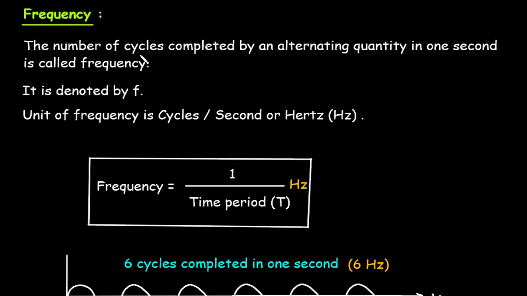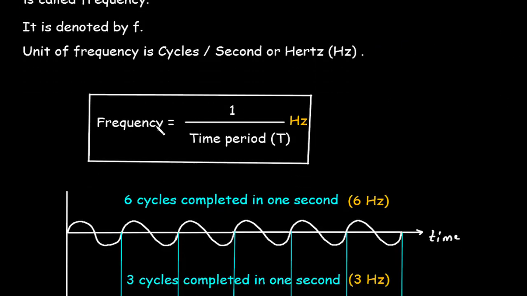Then next is frequency. The number of cycles completed by an alternating quantity in 1 second is called frequency. So how many cycles completed by an alternating quantity in 1 second is called frequency. The frequency is denoted by small f. Unit of frequency is cycles per second or hertz. Simply we can write hertz as Hz. So the unit of frequency is hertz. The formula for frequency is equal to 1 upon time period, and its unit is hertz.